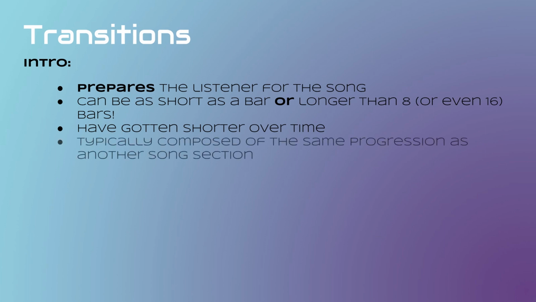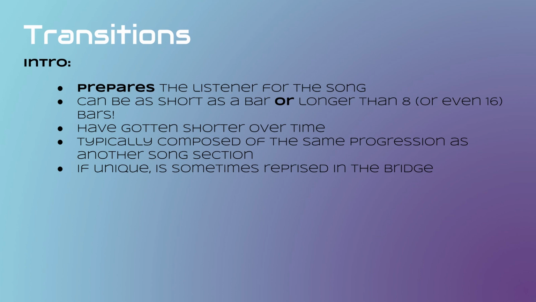As for the composition of the intro, it is usually the same chord progression as another key section of the song, such as the verse or chorus. But sometimes it will use a unique progression that may then also be reprised during the bridge. A couple of examples which come to mind that use a unique motif during the intro and then reprise it in the bridge are Easy Lover by Philip Bailey and Phil Collins, or the much more recent Filthy by Justin Timberlake. Fleetwood Mac also frequently employed this technique.